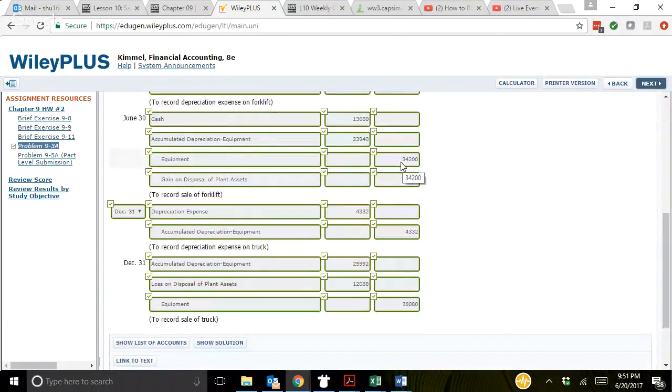And then we figure out what the difference is. When we add these two up, we find out that we actually had a gain of 3,420. And so we journal that as a gain of 3,420 because these numbers here are greater than what we originally purchased it for. That's how we come up with it, whether or not it's a gain.